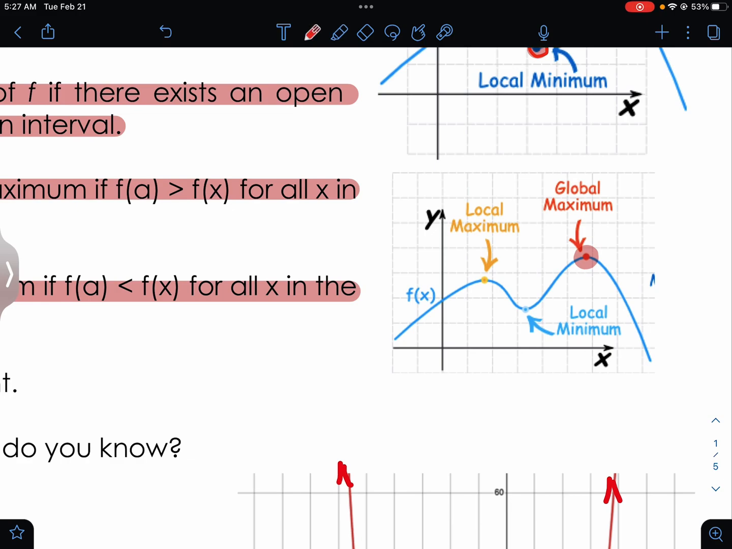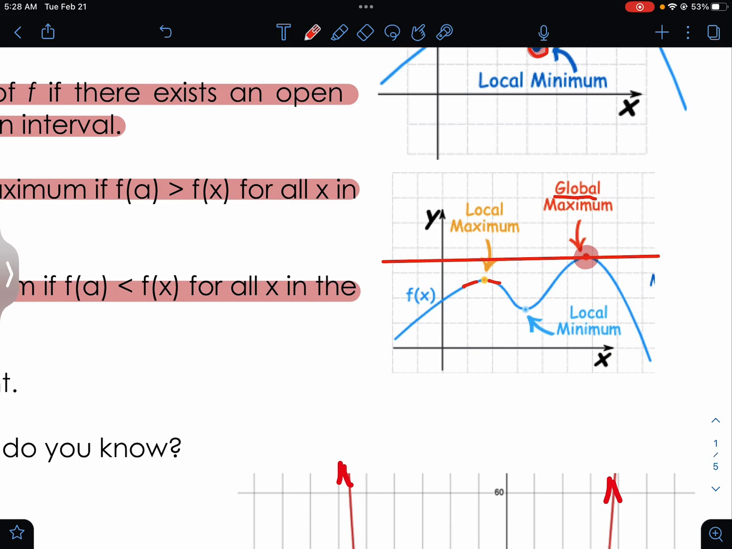If you look at it and draw a line through it like that, you would notice that there is no other point on this graph that goes higher than that. So that is a global maximum. However, if you look at the other ones, this is a local maximum because it's higher than all the points around it, but it's not the highest. Again, a global or absolute maximum means it's the absolute highest point in this picture.